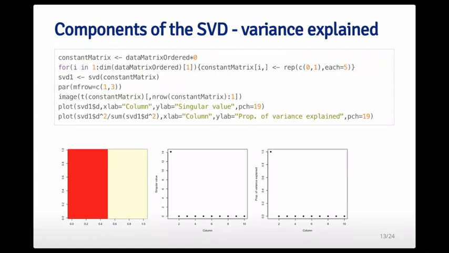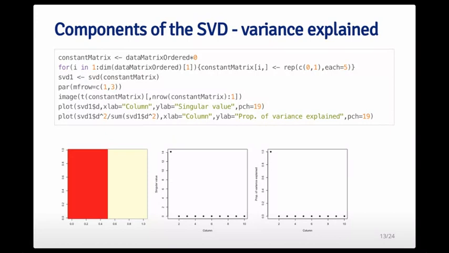So let's take a closer look at the variance explained. Here I've got a very simple example, which is a matrix that has either zeros or ones. The idea is that there's only one pattern in this matrix, right? The first 5 columns are zeros, and the second 5 columns are ones. That's it, nothing special. If I plot the data, you can see on the left plot that the first 5 are red, and the second 5 are yellowish white.